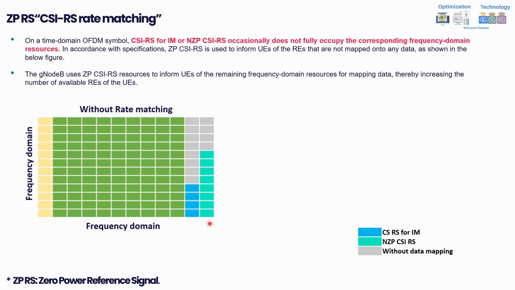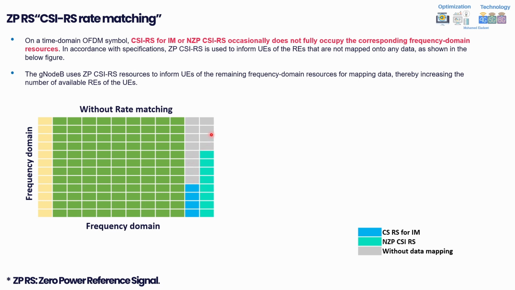The main idea here is that sometimes the transmission of the CSI-RS for IM and CSI-RS for non-zero power doesn't fully occupy the corresponding frequency domain resources. As you can see here, you still have a few resources. And these free resources, we would like the UE to use to maximize the throughput gain and so on. So this, for example, can be used for PDSCH.